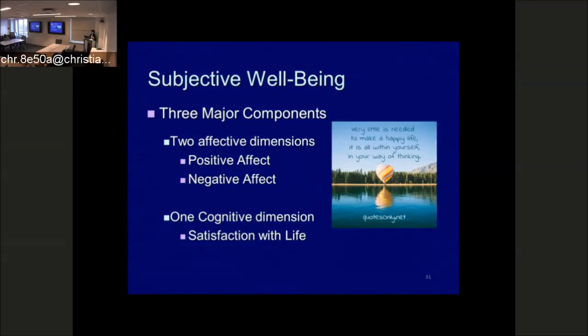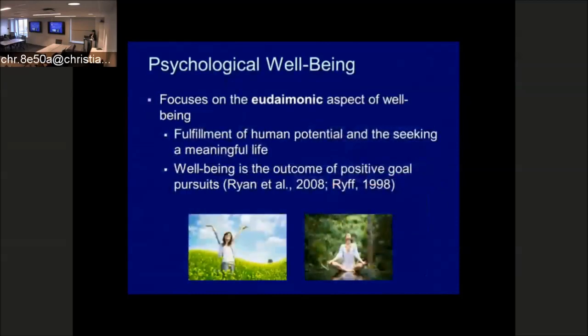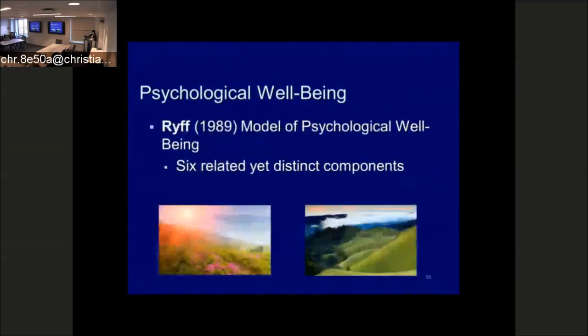This is my favorite quote: very little is needed to make a happy life. It is all within yourself, in your way of thinking. On the other hand, the psychological well-being model focuses on the eudaimonic aspect of well-being, the fulfillment of human potential and the seeking of a meaningful life. Well-being is the outcome of positive global pursuits. Carol Ryff from the University of Wisconsin-Madison developed a model that has six related yet distinct components. That's what she conceptually would like to test.